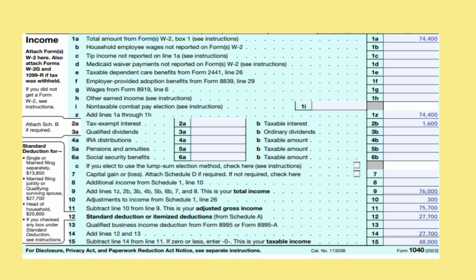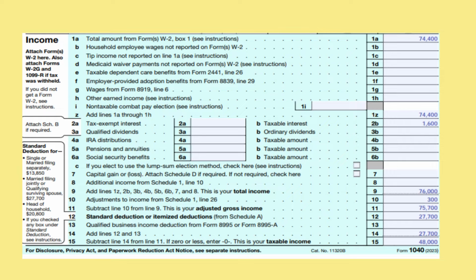On line 3A, put your qualified dividends, and on line 3B, your ordinary dividends. You will find this information on Form 1099 DIV. On line 4A, put any IRA distributions and the taxable amount on line 4B. On line 5A, any pensions or annuities distributions, and then the taxable amount on line 5B. You will find this information on Form 1099-R.